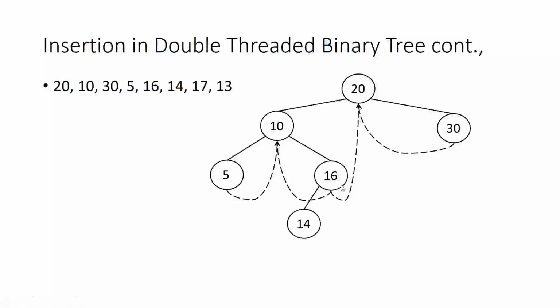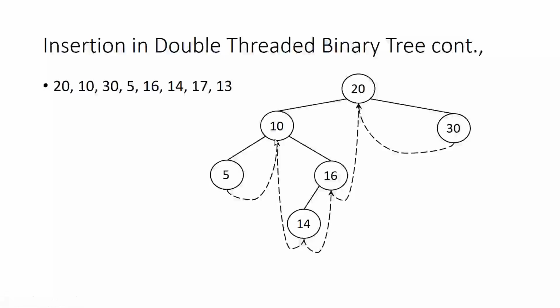So here 14 will be inserted. The left thread of 14 will be connected to 10 because before, the left thread of 16 was connected to 10, and then the right thread of 14 is connected to 16. Now you can remove the left thread of 16 which is connected to 10.